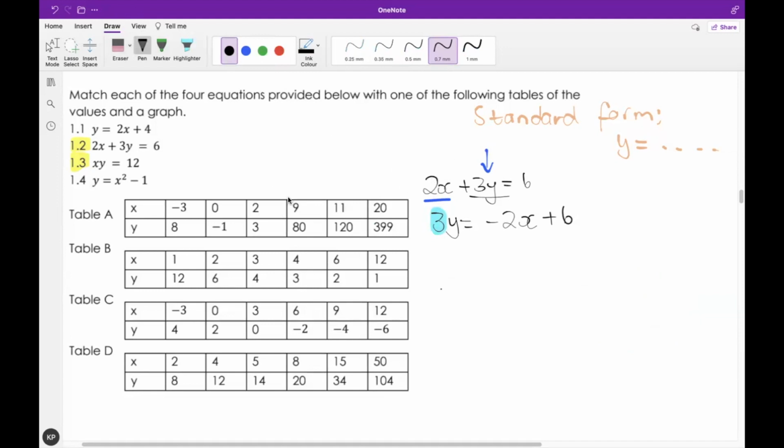How will I get rid of the 3 that's in front of my y? Divide everyone by 3. Everybody. So I'm going to divide by 3 over here, divide by 3 over there, divide by 3 over there. These 3's are going to cancel out. So I'm going to be left with y equals negative 2 over 3x.